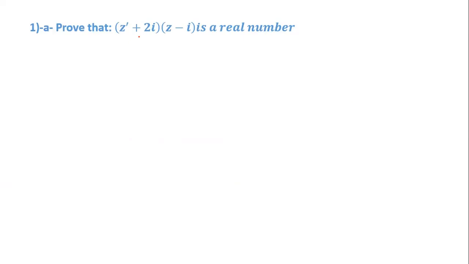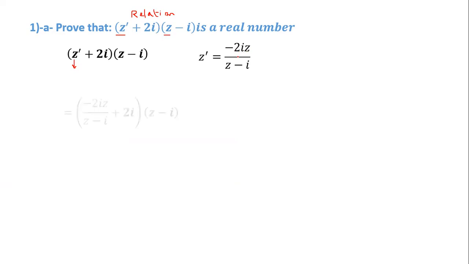First part, prove that z prime plus 2i, times z minus i, is a real number. You see z and z prime together; the first thing I need is the relation between them, because it will be the basis of the solution. I'm going now to calculate z prime plus 2i multiplied by z minus i. Using the given relation, we replace z prime by minus 2iz divided by z minus i.